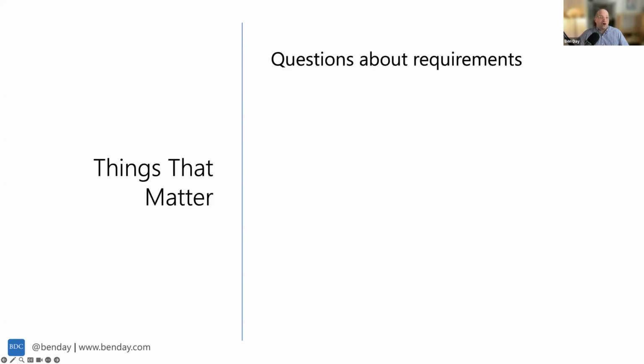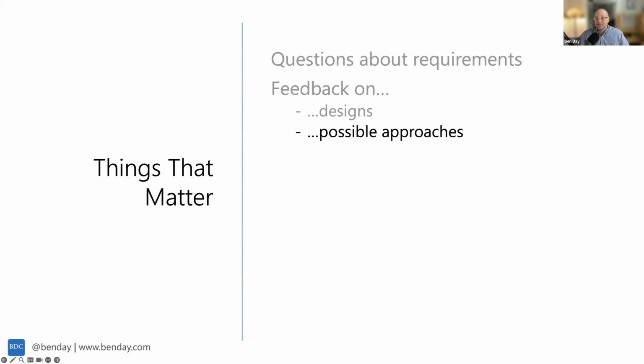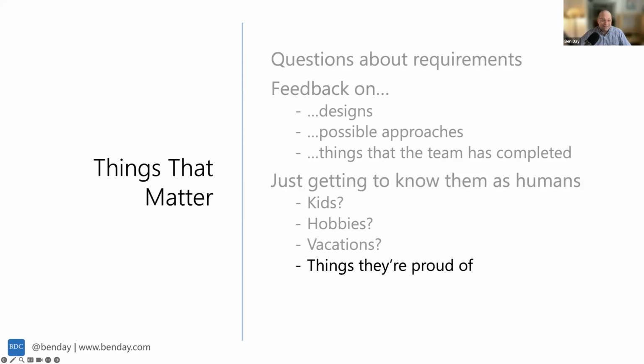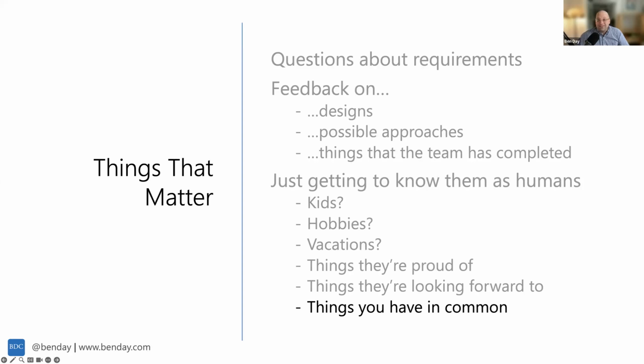The things that matter are questions about requirements, feedback on designs, possible approaches, things that we might be doing in the future, things the team has completed. But then there's other stuff that's helpful for building rapport, which is just getting to know your stakeholders as humans. So, asking them questions about their kids or their families, their hobbies, their vacations, things they're proud of, things they're excited about, looking forward to, things you might have in common. The more that you can build this relationship where you're both humans, the better you're actually going to do.